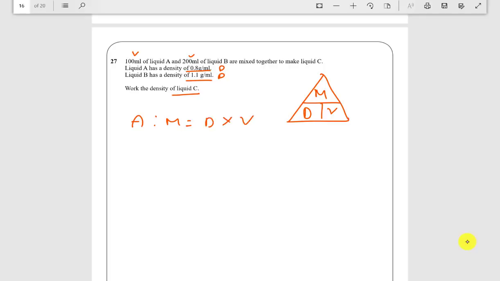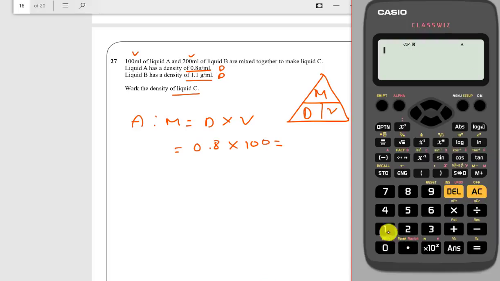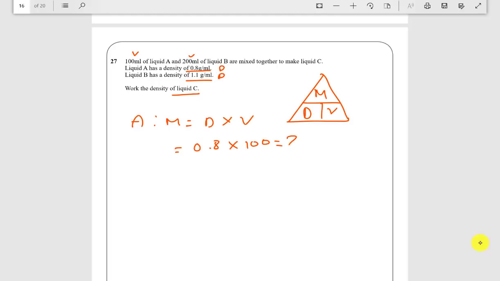And then density for A is 0.8, times by volume, 100 ml for A. So 100, and that will give an answer of 0.8 times by 100. I can do this in my head, but just making sure I do not make any silly mistakes. So make sure you're sure about your answer. So mass is 80 grams for liquid A, and for liquid B, mass is going to be density, 1.1, times by volume, which is 200 over here.